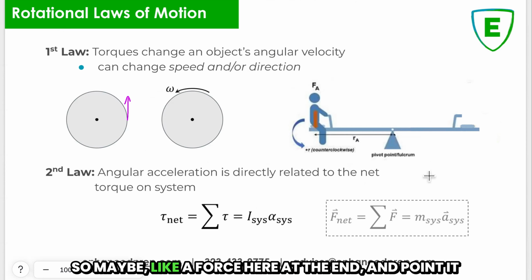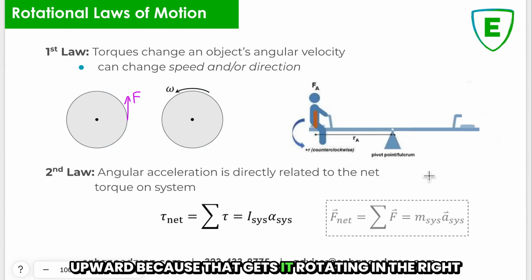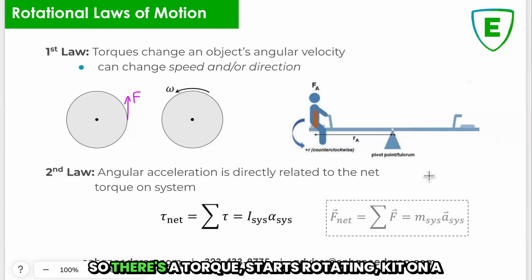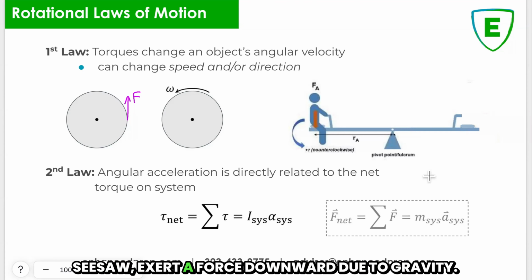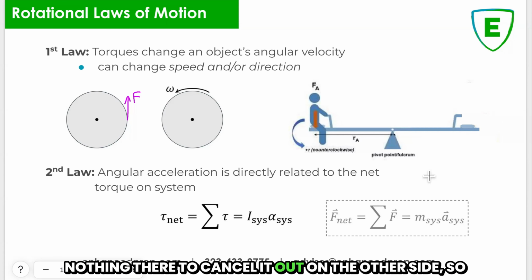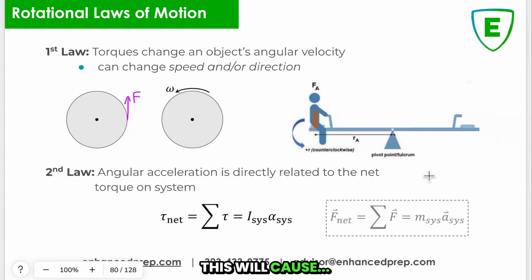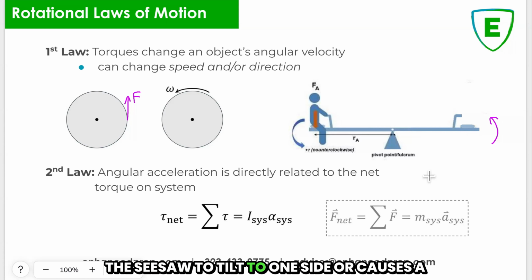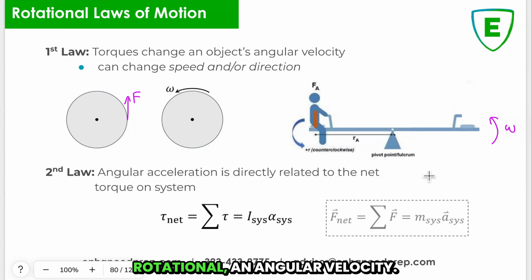So maybe like a force here at the end and pointed upward, because that gets it rotating in the right direction. So there's a torque, and it starts rotating. Kid on a seesaw, exert a force downward due to gravity. Nothing there to cancel it out on the other side, so this will cause the seesaw to tilt to one side, or causes a rotation, an angular velocity.